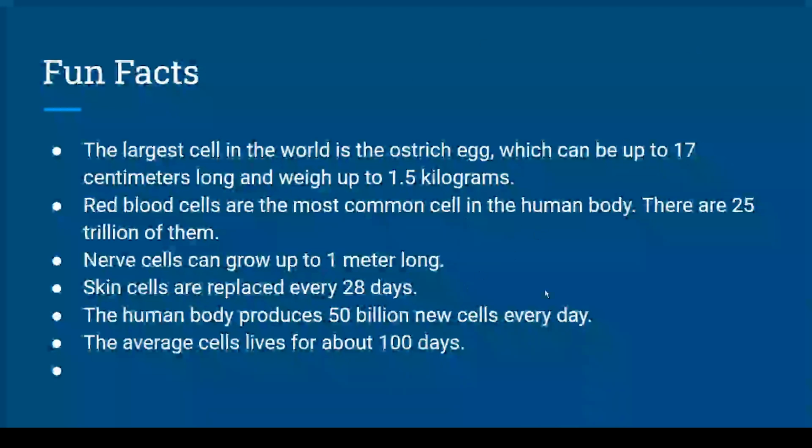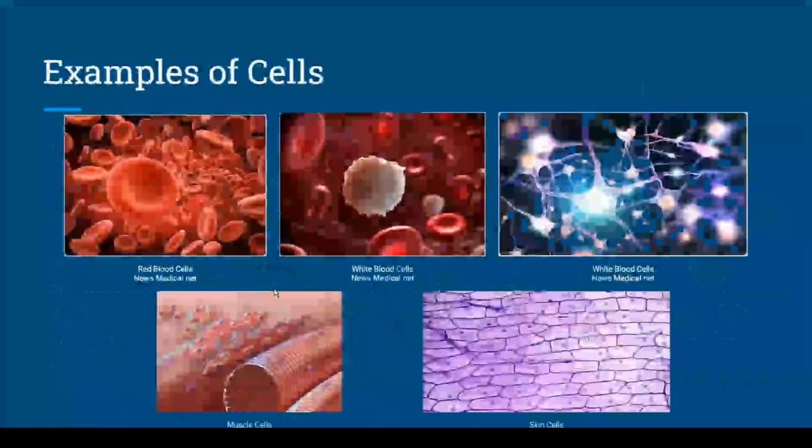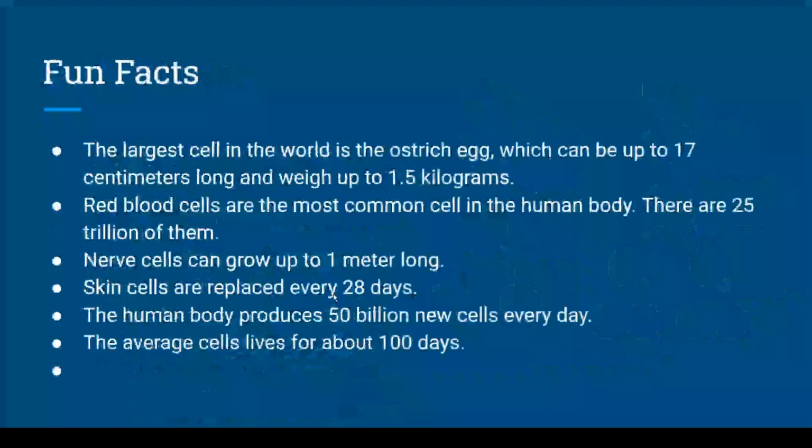The most common cell in the human body is the red blood cell, and there are about 25 trillion of them. Nerve cells, we discussed nerve cells before. Right here, these cells can grow up to 1 meter long. That's absolutely crazy. I believe that form of nerve cells is motor neurons, and I will get into that in another webinar. Skin cells, the barriers of our skin, are replaced every 28 days.